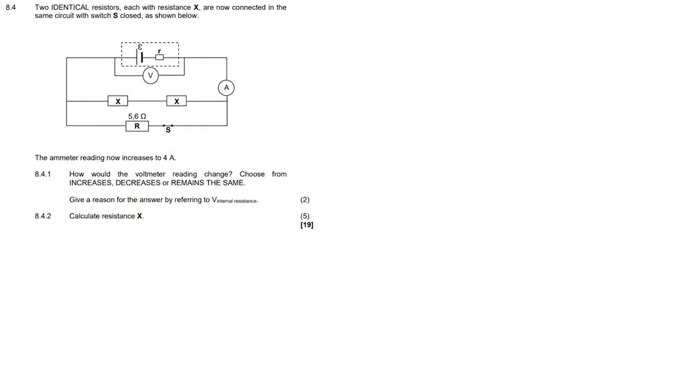Question 8.4. Two identical resistors, each with resistance X, are now connected in the same circuit with switch S closed as shown below. The ammeter reading now increases to 4 amperes. Question 8.4.1. How would the voltmeter reading change? Choose from increase, decrease, or remain the same. Give a reason for your answer by referring to internal resistance. The voltmeter reading would therefore decrease, as the internal volts would increase due to the increase in current of the circuit.